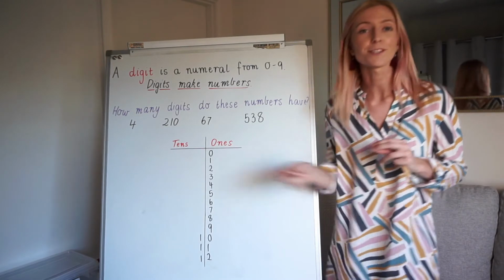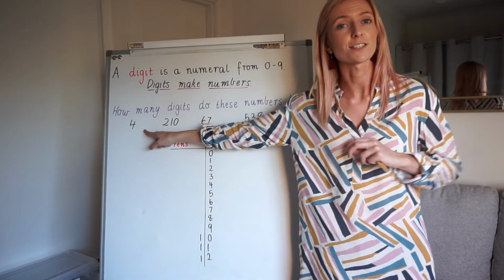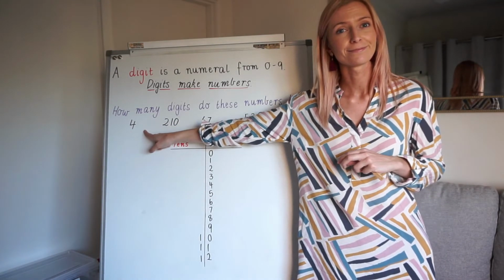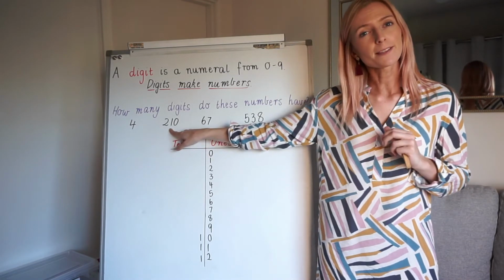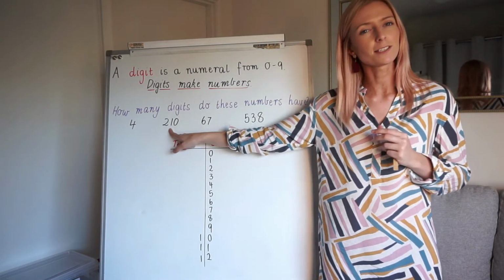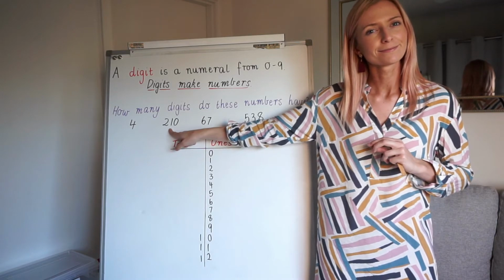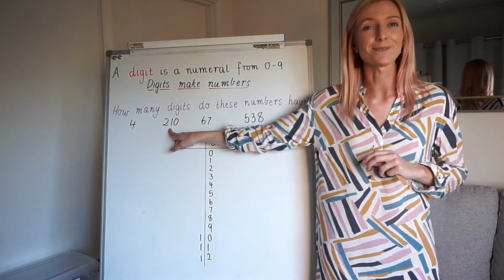So, for example, the number 4. How many digits does the number 4 have? If you said one digit, you are correct. Next, what about the number 210? How many digits does this number have? If you said 3 digits, you are correct.